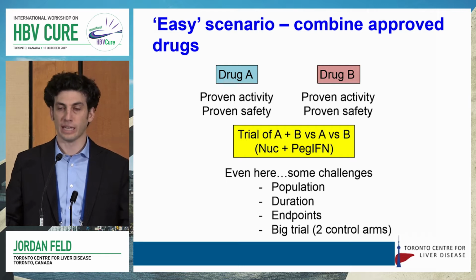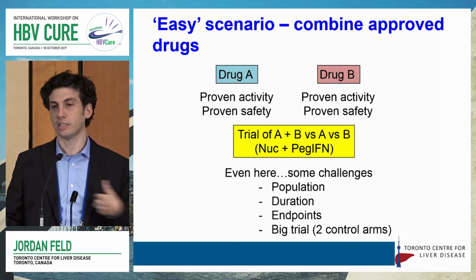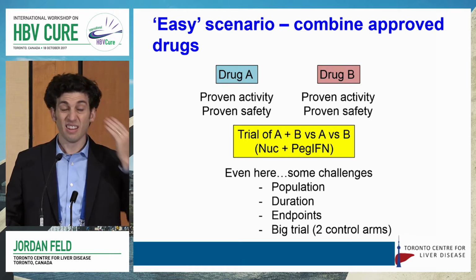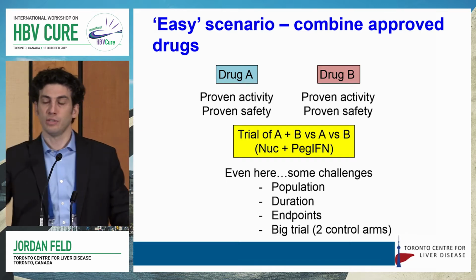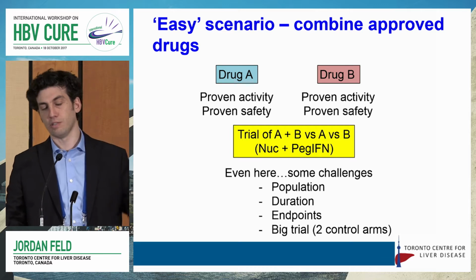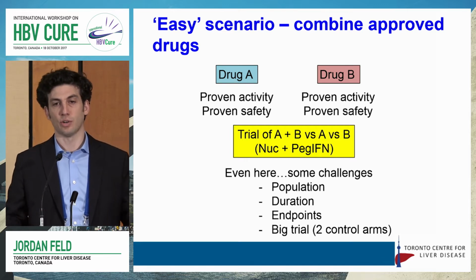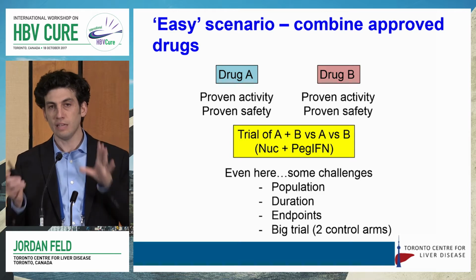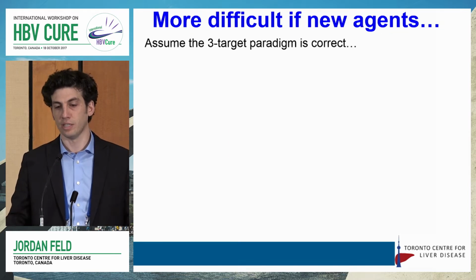The major endpoint in that study was focusing on surface antigen loss, and as Harry showed this morning, it did improve it, but not probably enough to justify using them. And then the reality is, the reason it took so long to do this, it's a big trial. You've got these two drugs combined plus each drug on its own. It ends up being a 3-arm trial, and that's not so simple to do. So even with the very simple scenario, it's difficult.